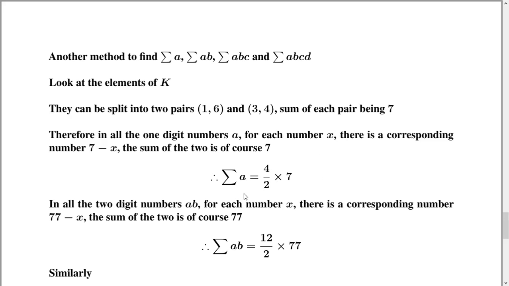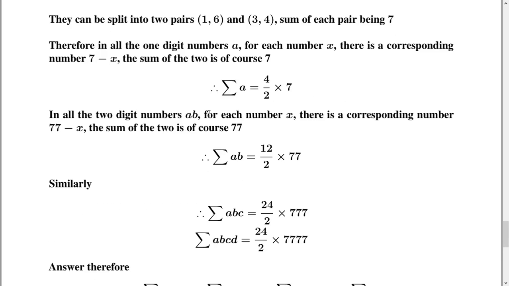To find summation of A, we just need to find the total number of such pairs and multiply it with 7. And how many pairs are there? There are in all 4 single digit elements, and each pair has 2 elements, so number of pairs is 4 by 2, and the sum of each pair is 7, so summation A is 4 by 2 times 7.